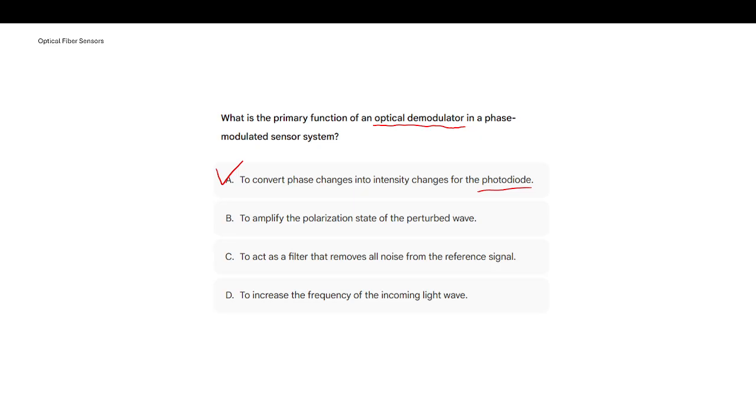We'll go for the next options. Why is it not correct? To amplify the polarization state of the perturbed wave, this is not possible. What will the demodulator do with the polarization state of the perturbed wave? Option C is to act as a filter that removes all the noise from the reference cell. That is also not the demodulator's duty. Then to increase the frequency of the incoming light wave, that is also not possible. Demodulator can't amplify the light wave and can't improve the frequency or intensity.